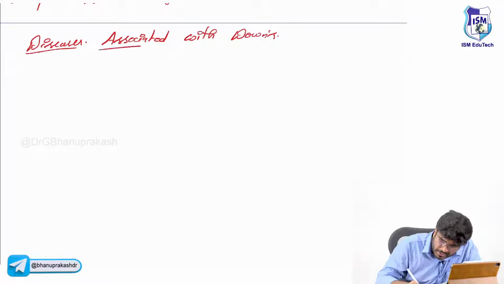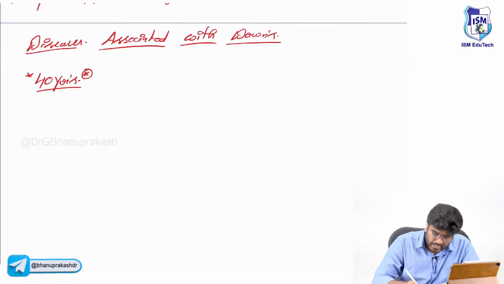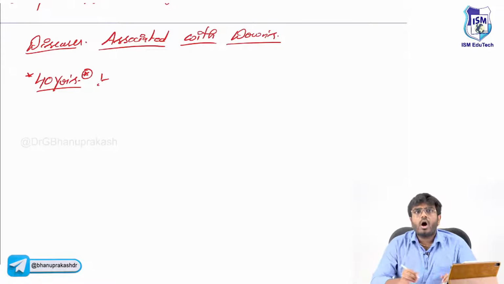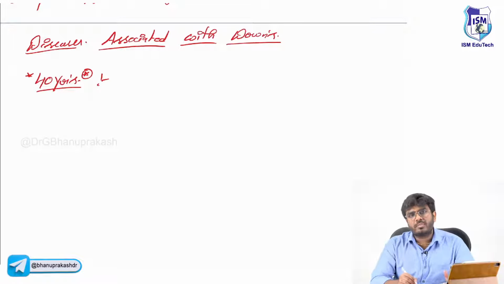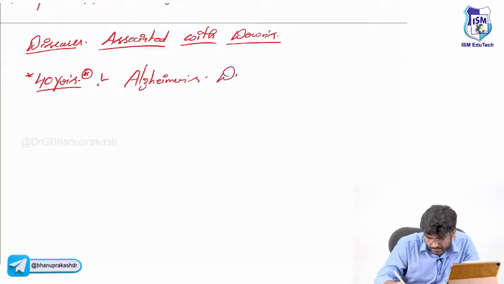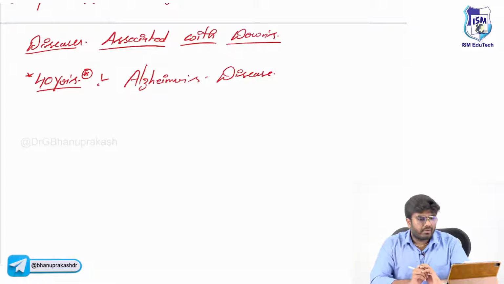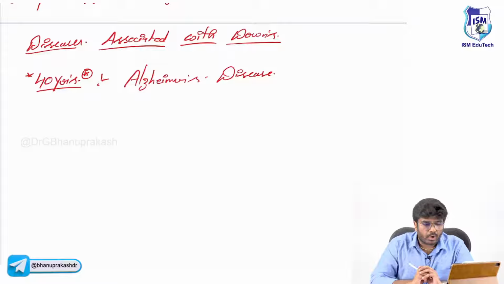See, these Downs patients, by the time they reach 40 years, some books mention 30 and some books mention 40, are going to develop Alzheimer's disease. That's the dementia. This is one important point I want you to know.